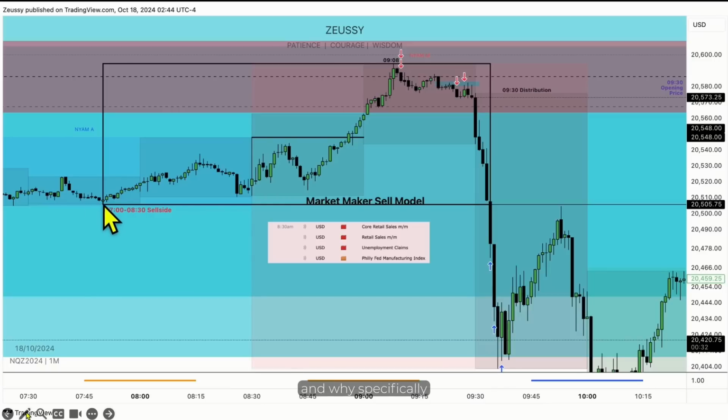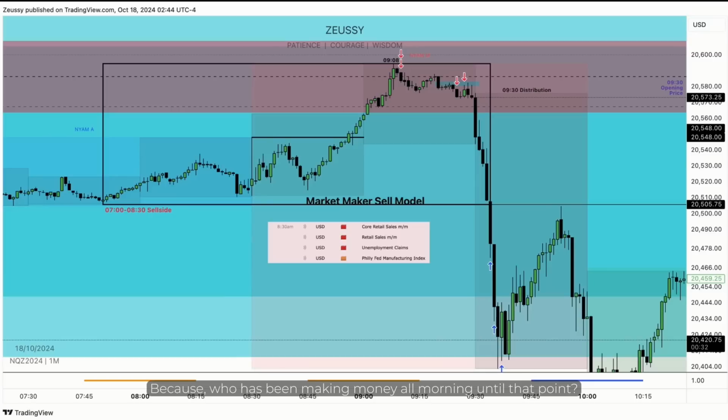And why specifically that sell-side liquidity pool, you might be wondering. That sell-side liquidity pool is my first strong liquidity because who has been making money all morning until that point? Buyers, of course. The market went higher. Therefore, sell-side liquidity is being engineered below these relative weak lows and below these lows, etc. That is the first sell-side liquidity that I'm targeting.